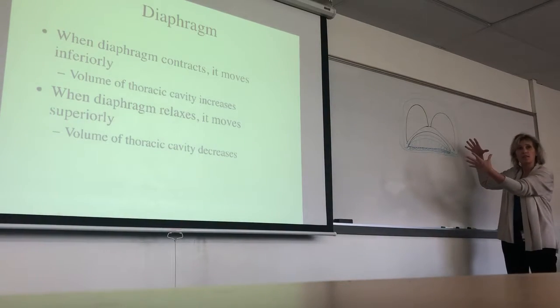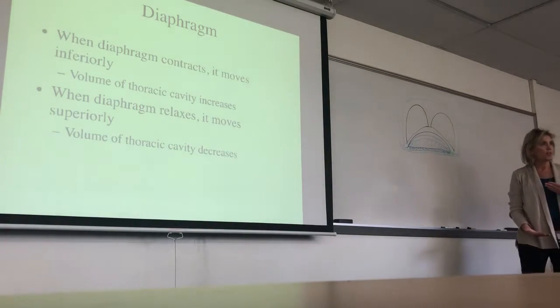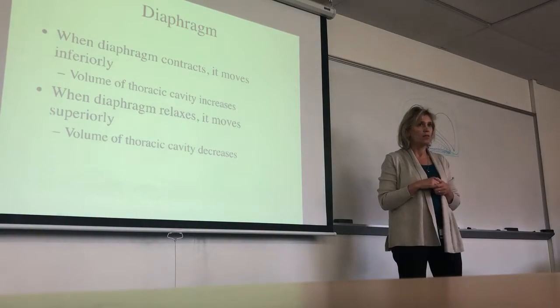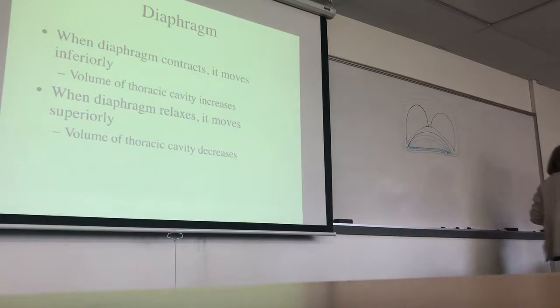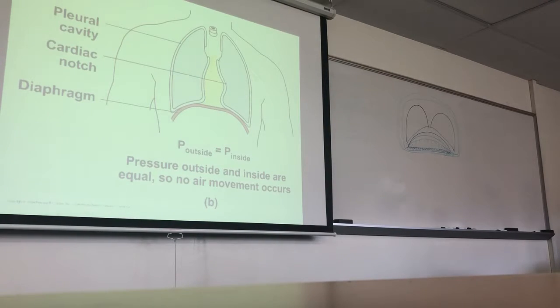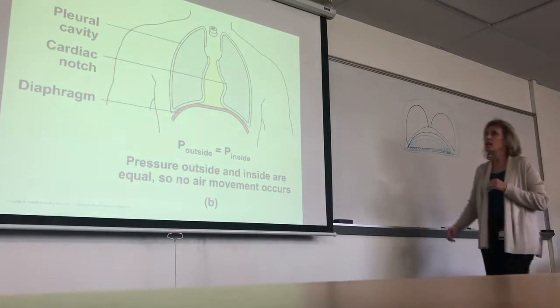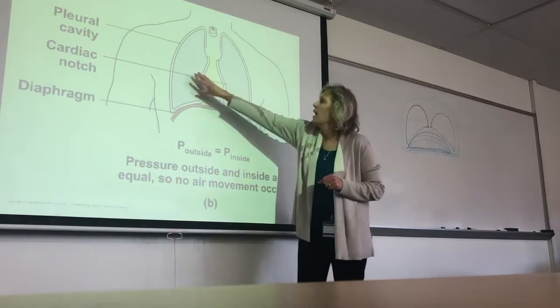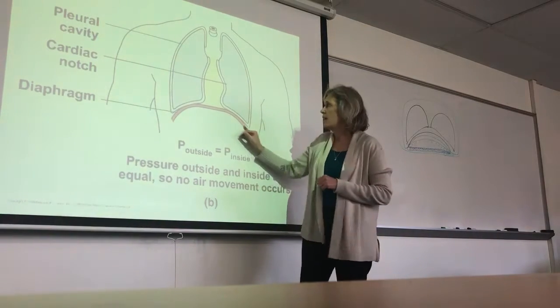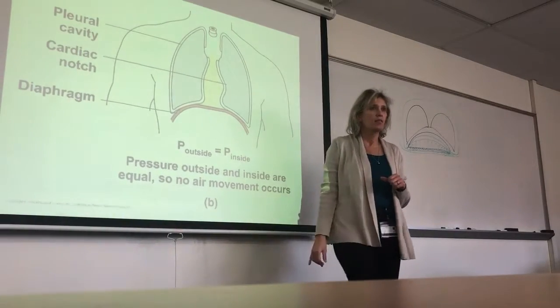So if the volume increases, the pressure decreases. Air is going to move from outside to inside. When the diaphragm relaxes, then it's just going to move superiorly again. So let's take a look at the diaphragm in the normal position. In this position, the pressure inside the pleural cavities is going to be the same as what it is outside, and the diaphragm is relaxed, okay?